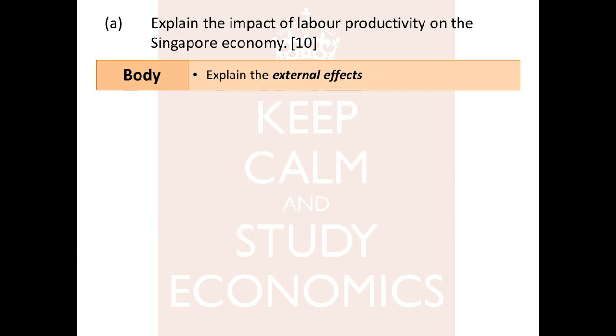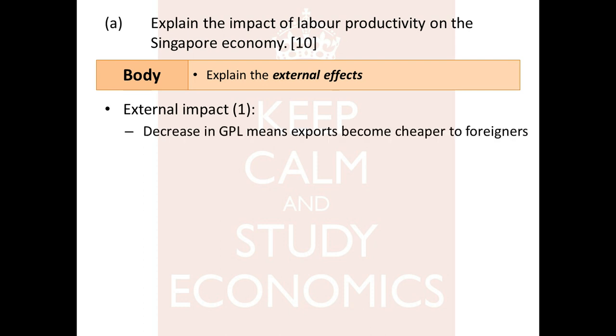So now, after you finish the internal effects, we will move on to the external effects. Now, remember in the AD-AS diagram, you see a fall in GPL. It means that when there is a fall in GPL, your exports are actually becoming cheaper to foreigners. And if exports become cheaper, the quantity of your exports increases, and assuming that exports are price elastic, the export revenue will also increase.